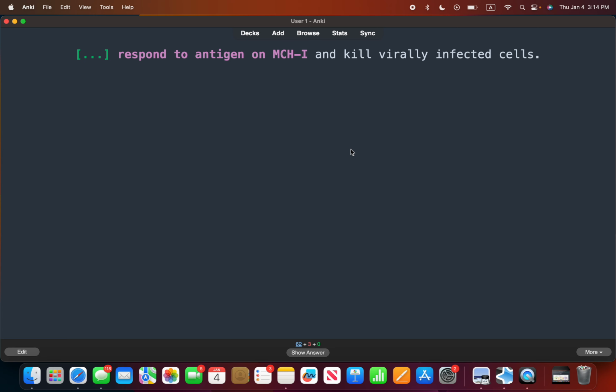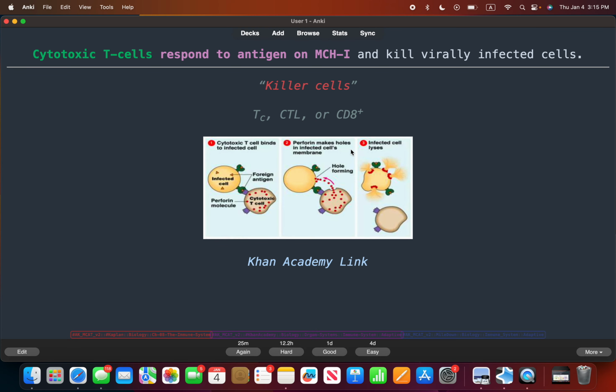What responds to antigen on MHC1 and kills virally infected cells? So CD8 plus should respond, cytotoxic T cells, killer cells. TC is another way to write it. CTL, cytotoxic T lymphocytes, or CD8 plus. They respond to antigen on MHC1 and they kill virally infected cells. So any cell in our body that is virally infected, the cytotoxic T cells, CTL, or CD8 plus, they just come and kill it.